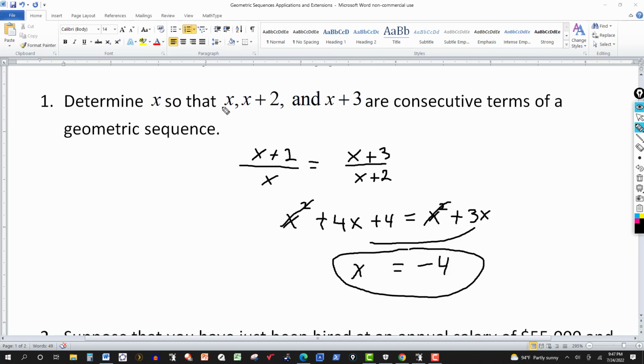So you can see if I put negative 4 where the x is, we can start off with the first term being negative 4, then negative 4 and 2, so negative 2, then negative 4 and 3, negative 1, and so on. So you can see if I take the ratio of any two consecutive terms, negative 2 over negative 4 is 1/2, negative 1 over negative 2 is 1/2, so it will work. That's your solution to this one.